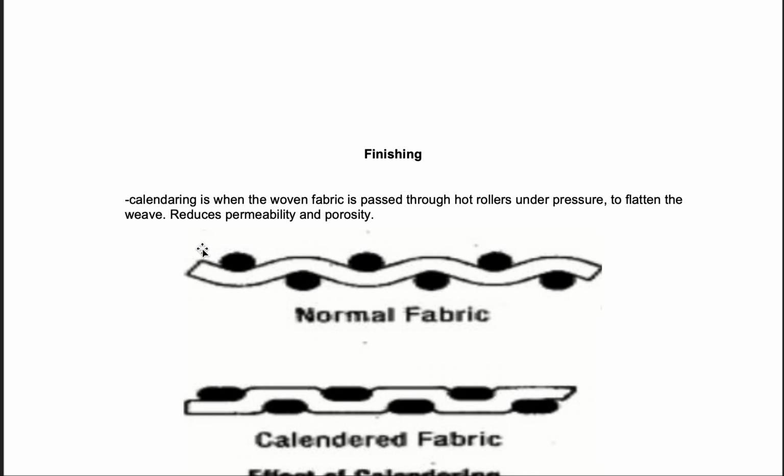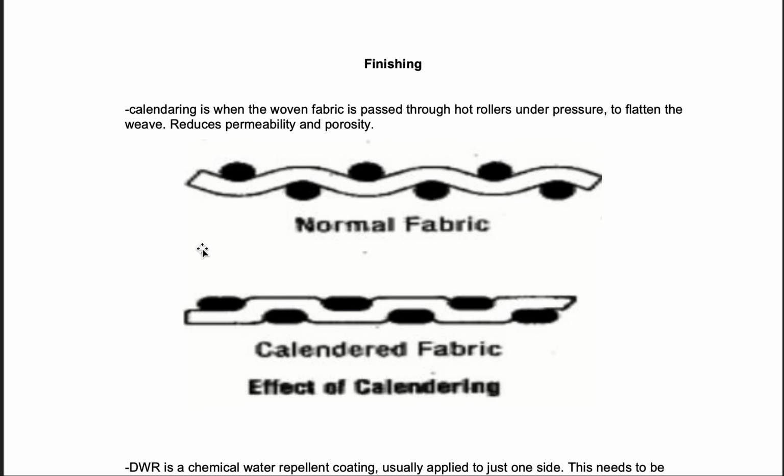Okay, so the first finishing process we'll talk about is called calendaring. Calendaring is when the woven fabric is passed through two big steel rollers that are very highly polished and heated. Usually one is heated more than the other, and then they're put at a very specific pressure as well. So it kind of heats and squishes the fabric.